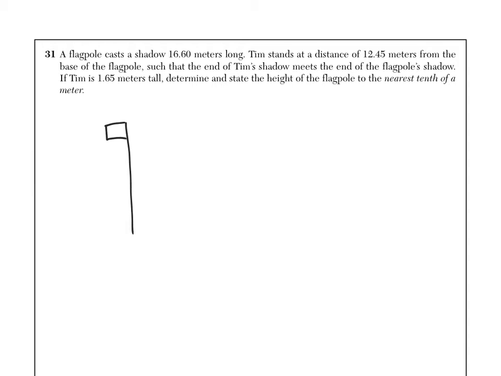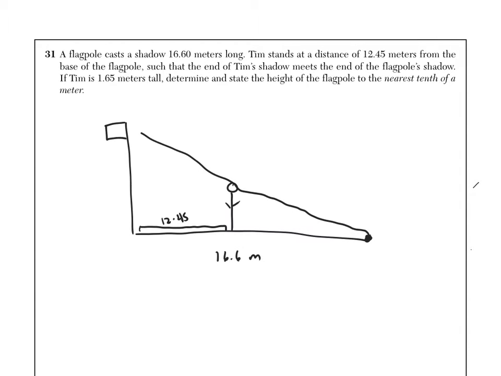So we got a flagpole, right? And it has a shadow which goes across the ground of 16.6 meters. All right. Now, Tim stands at a distance of 12.45 meters from the base of the flagpole. All right, so he's 12.45 meters, so that'd be right here from the base of the flagpole. This is our guy, Tim. And we know that Tim's shadow also meets the end of the flagpole shadow, so both of their shadows meet here. So we can just draw a nice little double triangle like this. Tim, we also know, is 1.65 meters tall. So we want to find the height of the flagpole, so we'll put an X here.